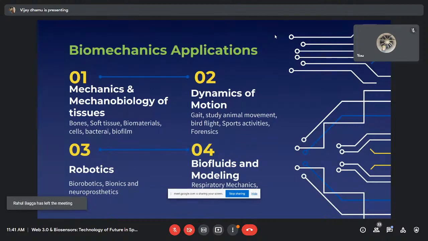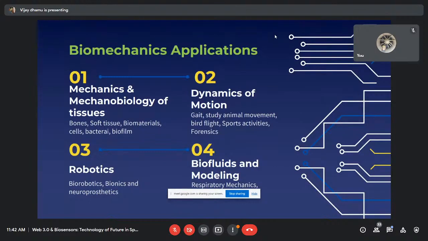And in robotics, biomechanics is widely used. By studying the human movement in a more in-depth way, we can implement the same strategy and principle in robotics to make a humanoid robot. And we can also use biomechanics in neuroprosthetics. Neuroprosthetics is for amputees. They use prosthetic devices, an upper limb prosthetic device or lower limb prosthetic device, where biomechanics principles can be used to make the prosthetics more user-friendly and comfortable.